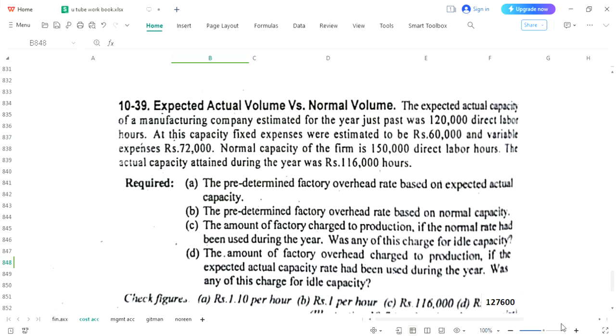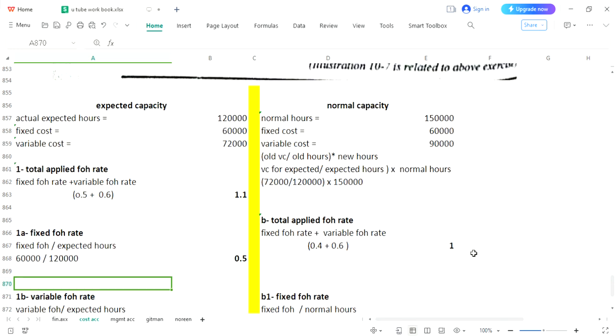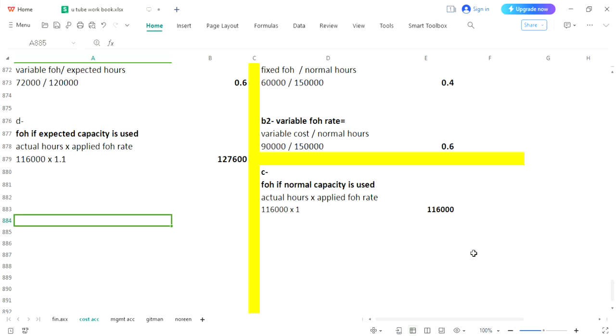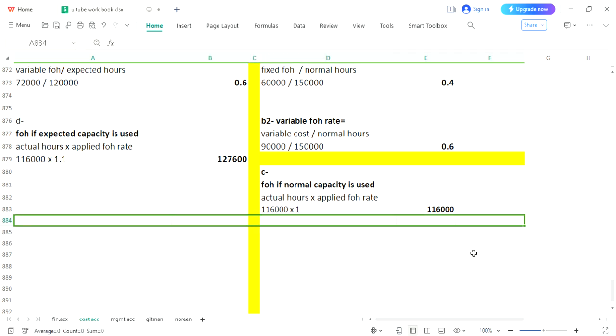Actually there was not a good print behind it, so I have written it myself. The D part is calculated, but have you noticed there is an extra statement written over here? Was any of this charged to idle capacity? Idle capacity is the variance calculated between budget and applied. The answers are not given, but we'll be solving this part as well.